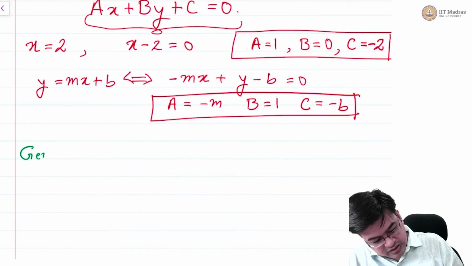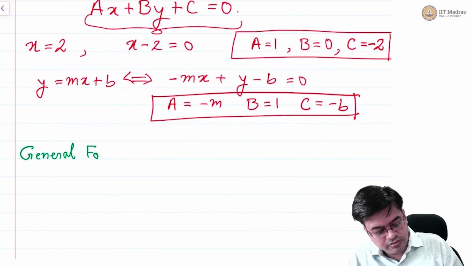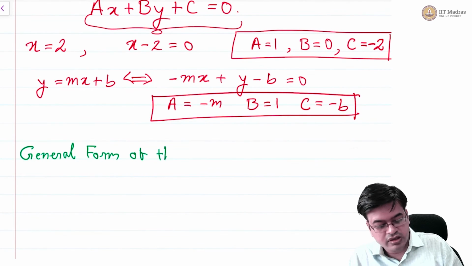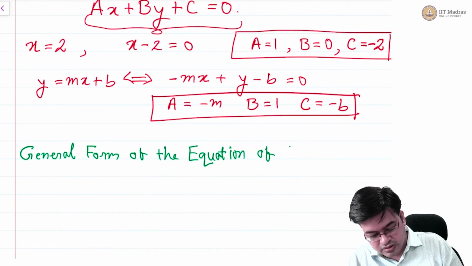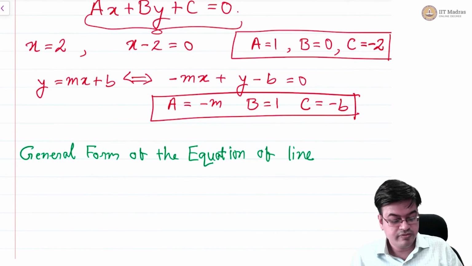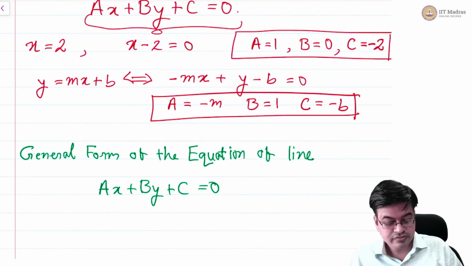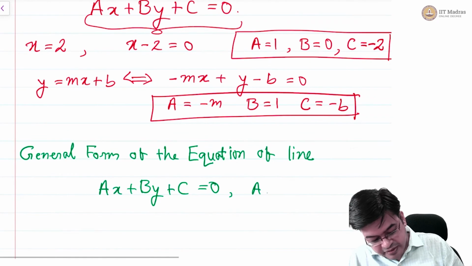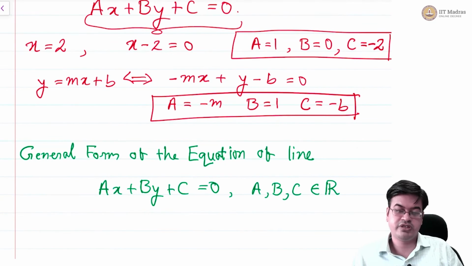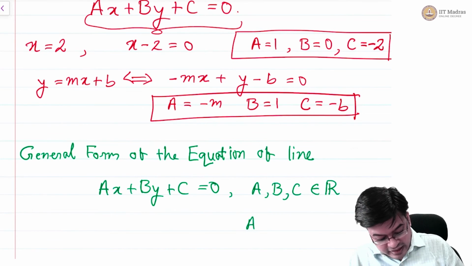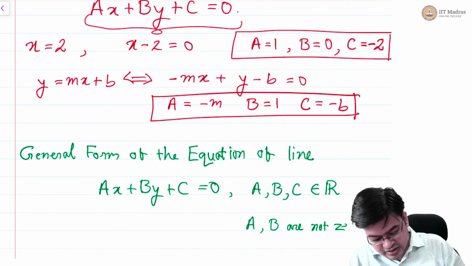So general form of the equation of line is ax plus by plus c is equal to 0, where these a, b, c, all these numbers should belong to set of real numbers, and a and b are not zeros simultaneously.